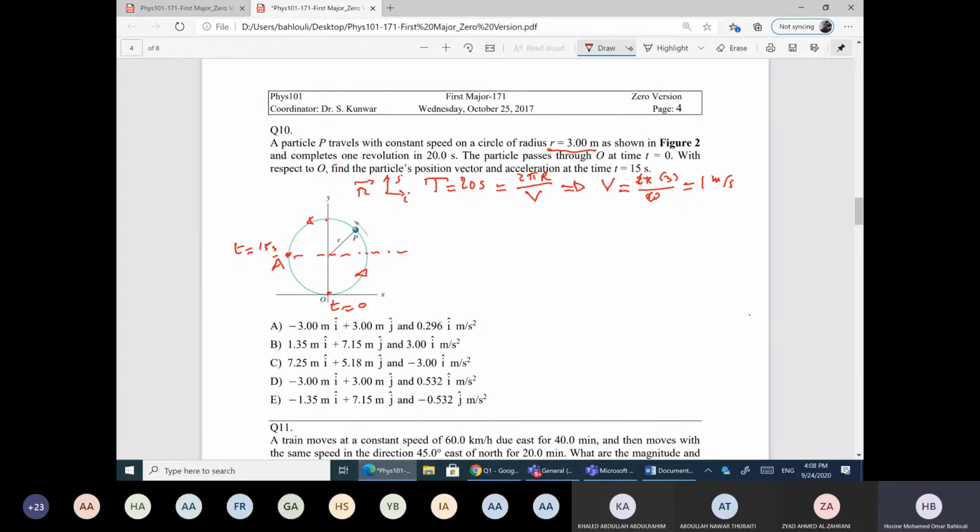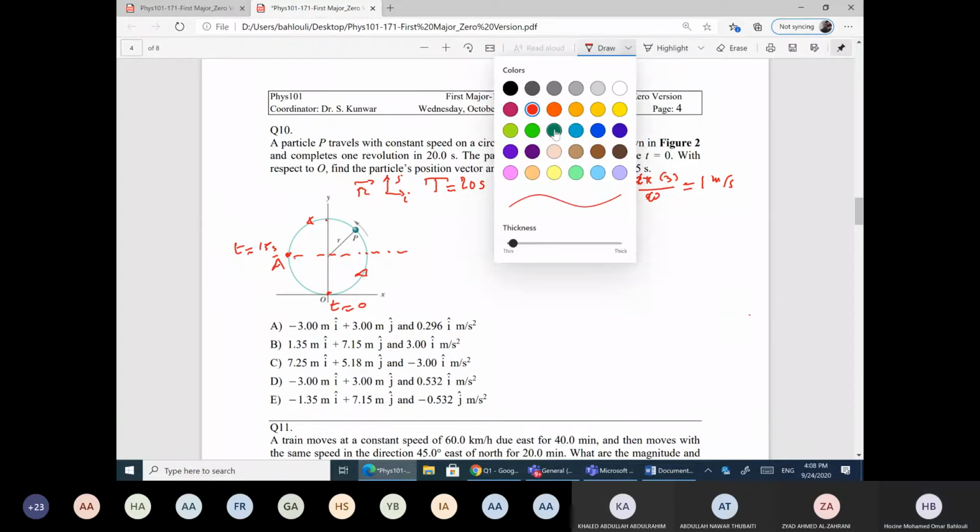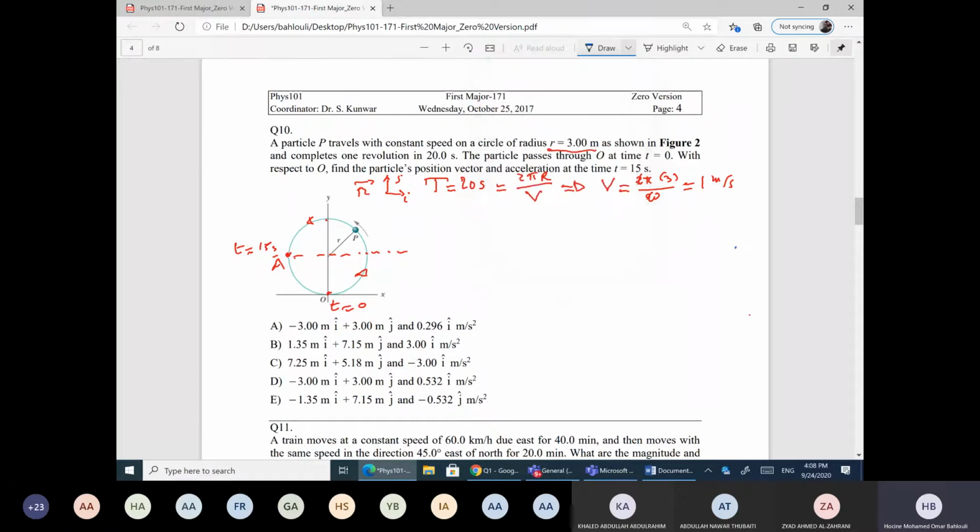Let me use another color so you can see it. Okay, position, let me take blue. What is the position of the particle? This is what we call the definition, you must know it. You won't solve millions of problems without knowing what the position vector is. The position vector of a particle, in chapter number 4, is a vector that goes from the origin O to the particle. So it's this vector.